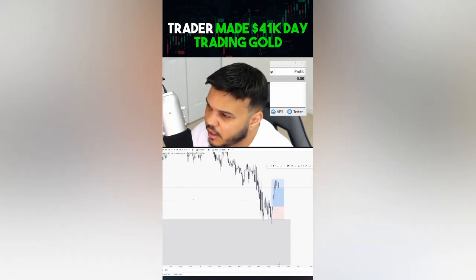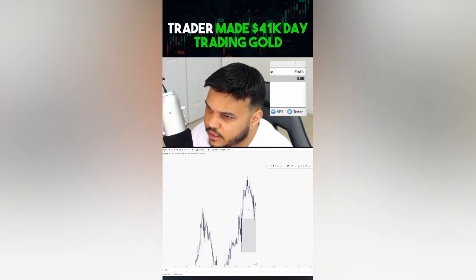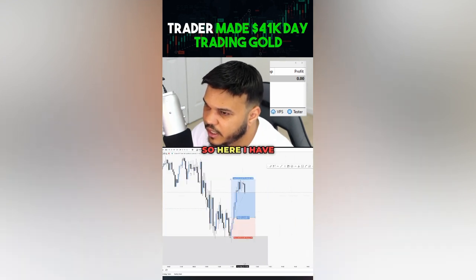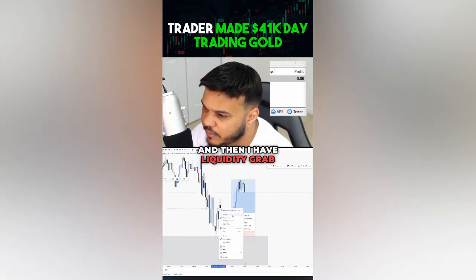So you guys can see, market was doing a pullback here into this 4 hour, 1 hour order block. Then what I did is just wait for the market to get to the order block and start giving me confluences for me to look for the buy. So here I have a clear break on my favor on 5 minutes. And then I have liquidity grab out of the swing lows here.